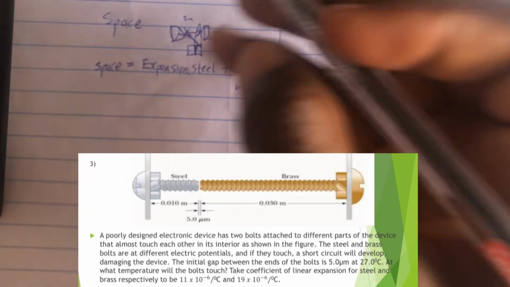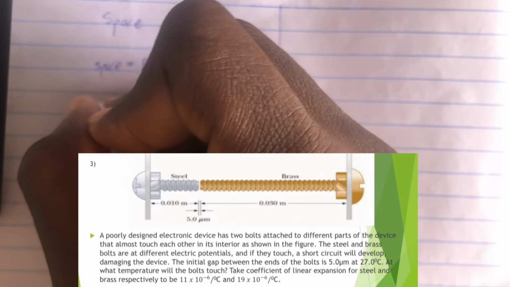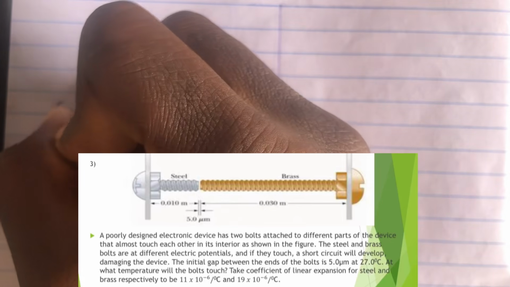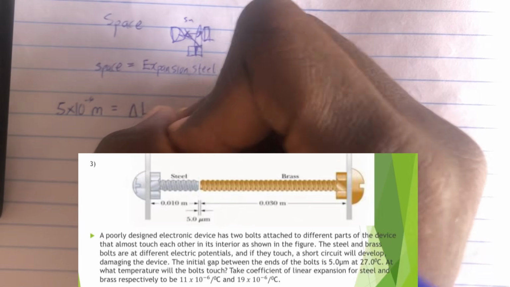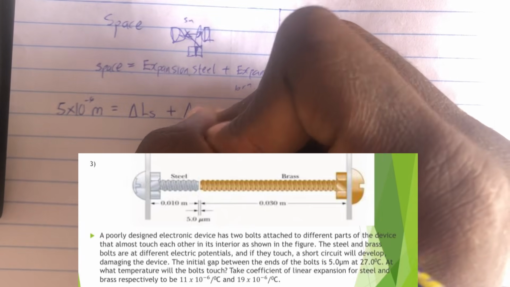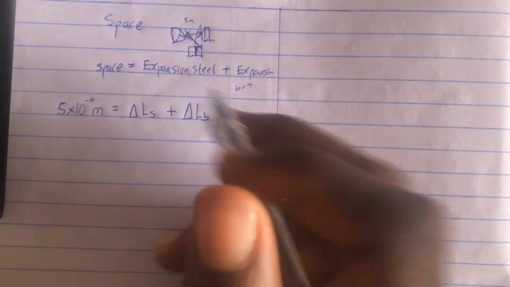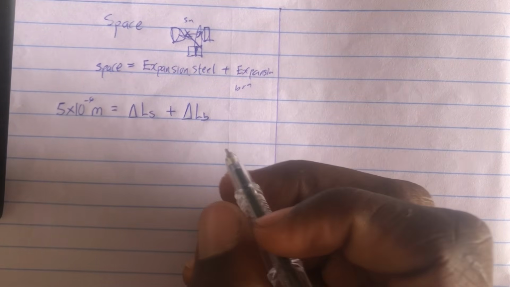So you should just know that the space here is 5 times 10 to the power minus 6 meter. That's 5 micrometer. The expansion of the steel, that's change in length of the steel, plus the expansion of the brass, that's change in length of the brass. So this is what we are going to use to solve the question.